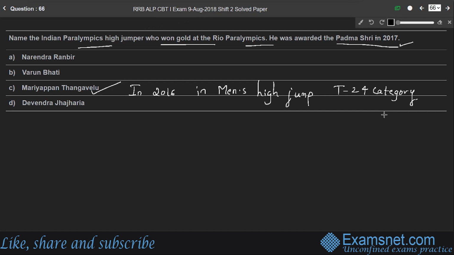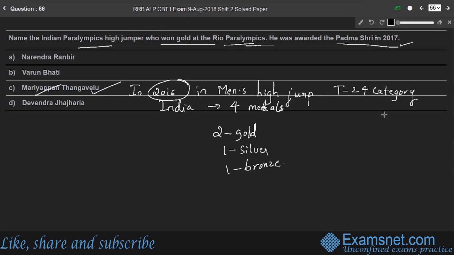In the same year, India won 4 medals in Rio Paralympics: 2 gold, 1 silver and 1 bronze. Therefore, for the given question, Mariyappan Thangavelu won the gold medal at the Rio Paralympics in the year 2016, and he was awarded Padma Shri in 2017. So option C is the right answer.